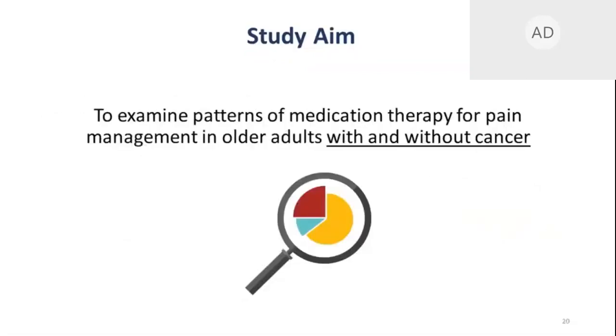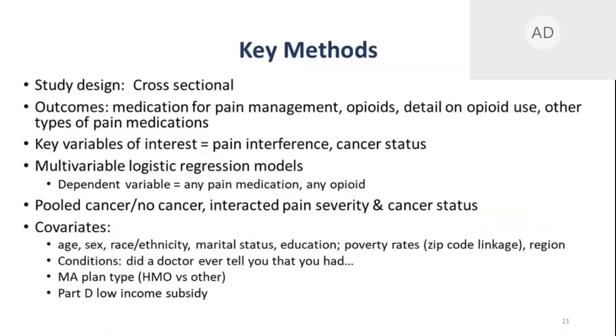So the study aim is to examine patterns of medication therapy for pain management in older adults with and without cancer. Our study design is cross-sectional. We considered trying to look at only those observations that had 2 Emhoff surveys so we could see whether there was a change in pain management and pain report over time. But we were concerned about sample size, and so we decided to do a cross-sectional study.